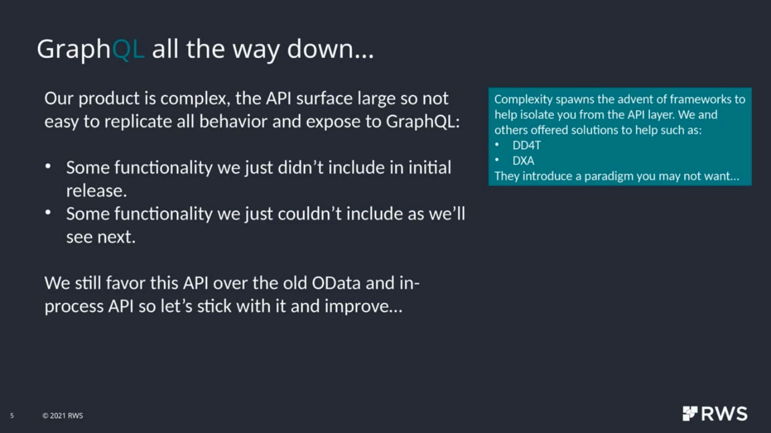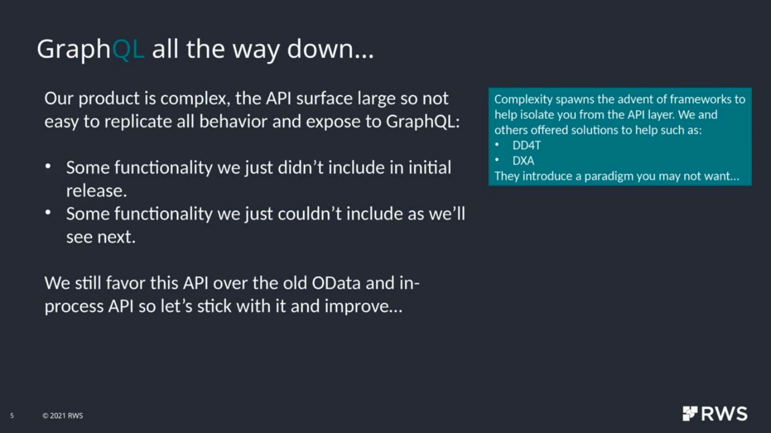Some functionality we just couldn't include because it didn't make sense. So we are still favoring our GraphQL API over the old OData, which is what the SIL library was built on, and the in-process API. We want to stick with this and improve it as we go along.